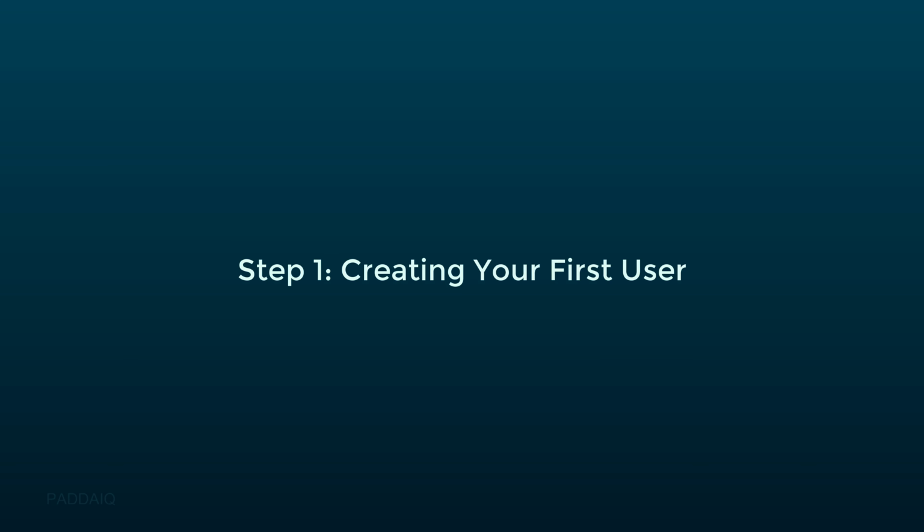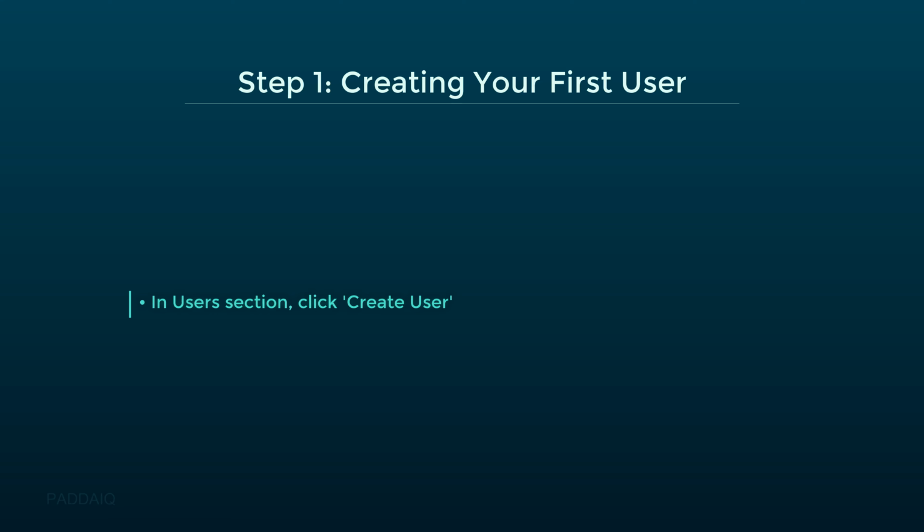Creating your first user in the system. In the Users section, click Create User. This opens the form to add new team members to your SAP BTP account. For instance, when a new developer joins your project, you would use this to grant them access. This straightforward step initiates the entire user setup process.